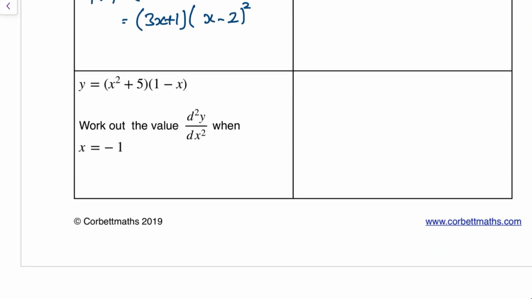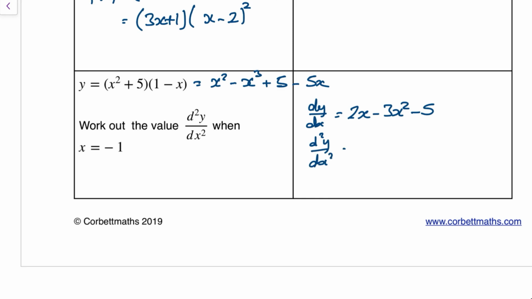Next question, y equals this thing here, work out d2y dx squared. So the first thing I'm going to do is expand this. So that's going to give me x squared minus x cubed, I don't mind about the order, plus 5 minus 5x. And then I'm going to differentiate it once. So dy dx is equal to 2x minus 3x squared plus, well, plus 5 goes away, so just minus 5. And then I'm going to differentiate again because it says d2y dx squared. And that's going to give me 2 minus 6x. And that's it as well.